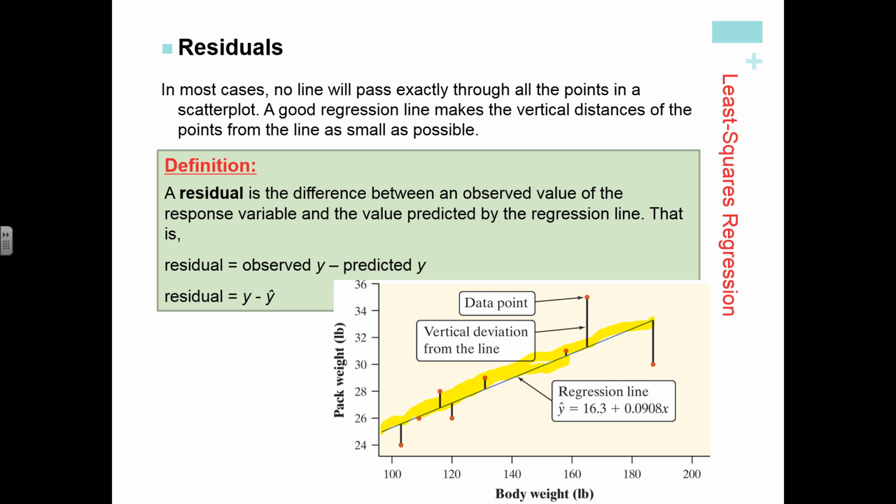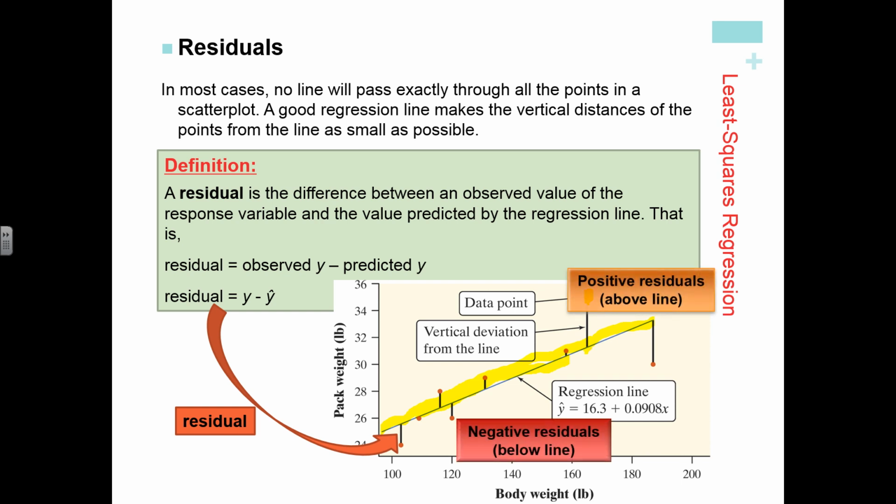So basically our residual is the distance from the actual data value to our predicted line. This was our observed and this is our predicted line, and we're looking at that distance to figure out our residual. The easiest way to do it is simply take your observed y and subtract your predicted y. Keep in mind that negative residuals are below the line, so we'll get negative values when we calculate the residual, and positive residuals are above the line.